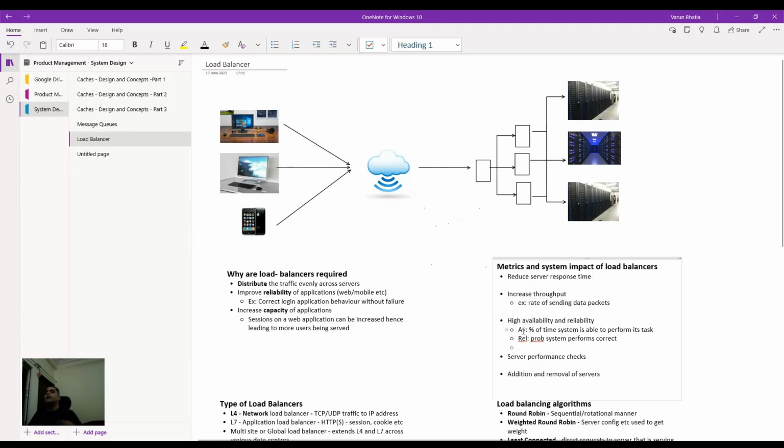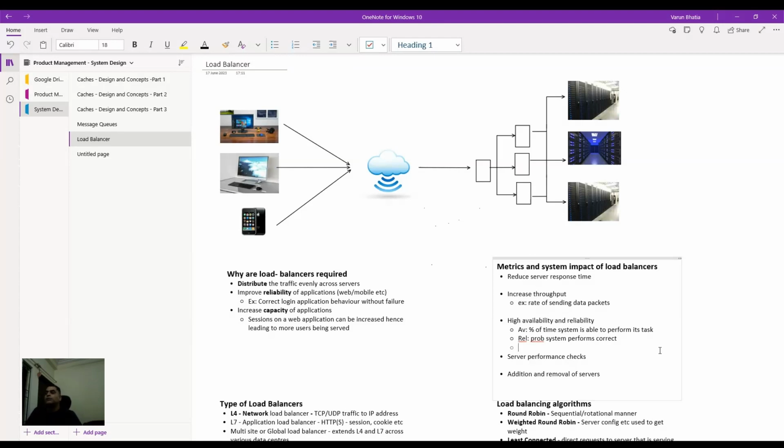And availability basically means the percentage of time the system is able to perform its task, right? So you might have seen that table of 99.99, 99.999, 99.99999, right? Those are the numbers. As you increase the duration, the availability of the system basically has to keep on increasing, so that the unavailability keeps on reducing when you are increasing your number of requests, correct?